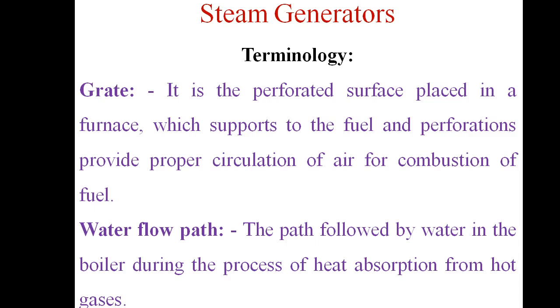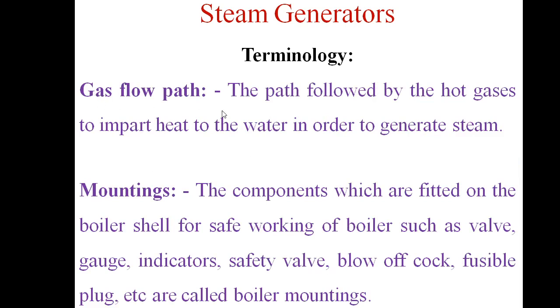Initially, water enters the economizer where it absorbs heat, then it enters the boiler shell, then it is passed into a number of tubes, where it gets converted into steam. Then the steam is passed through the superheater and then taken for various applications. So that path is known as the water flow path. The path followed by water in the boiler during the process of heat absorption from hot gases is known as the water flow path.